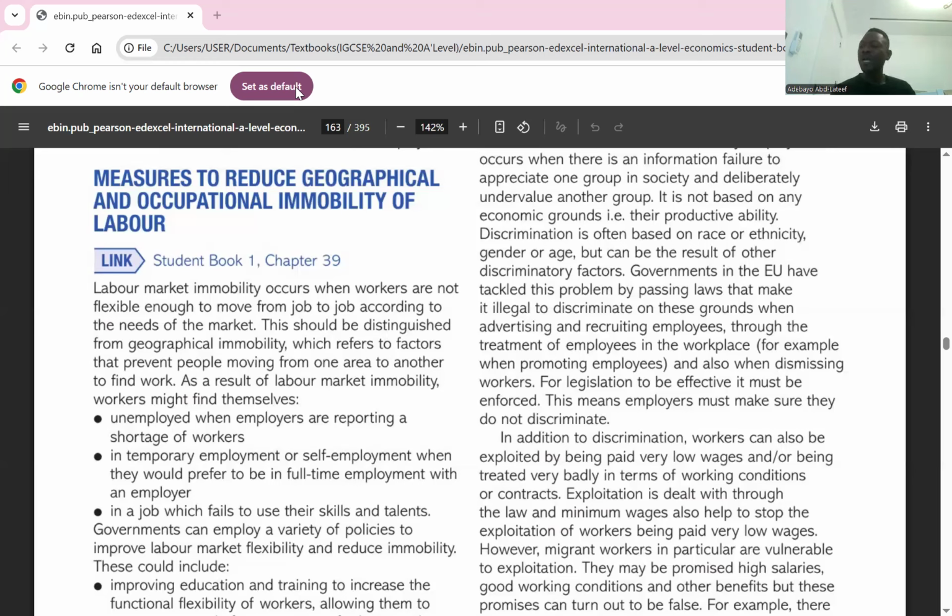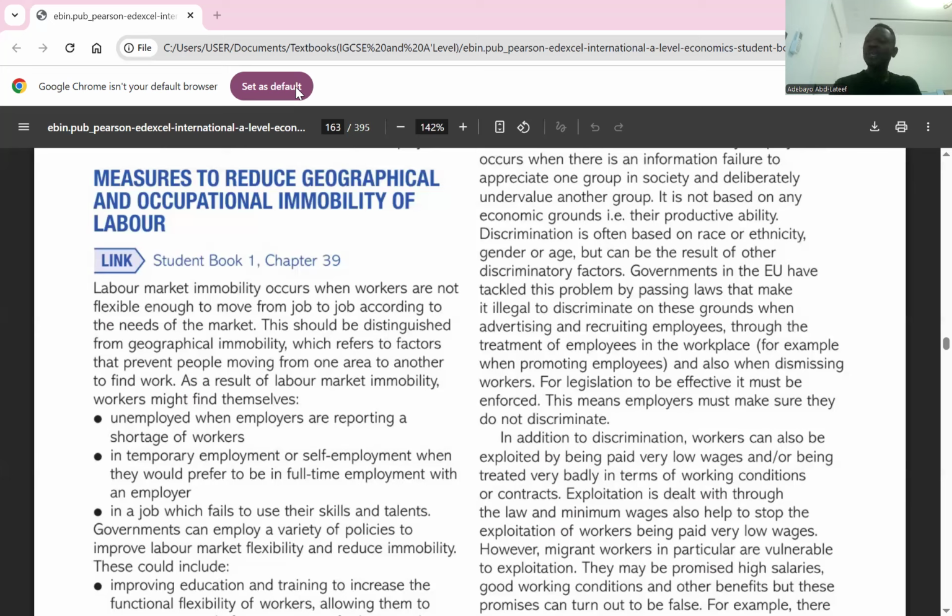Two, they might be in temporary employment or self-employment when they would prefer to be in full-time employment with an employer, because there's either geographical immobility or occupational immobility. So they will be in a temporary job, but they would prefer a full-time job. But because there is labor market immobility, they find themselves in temporary employment. Do you get the second one here?